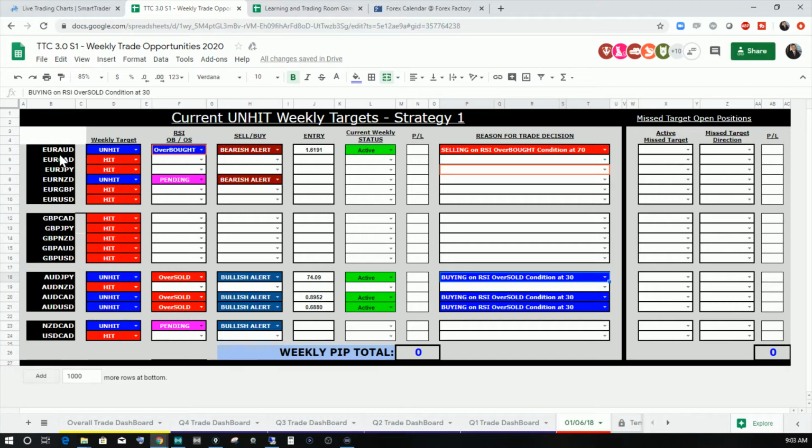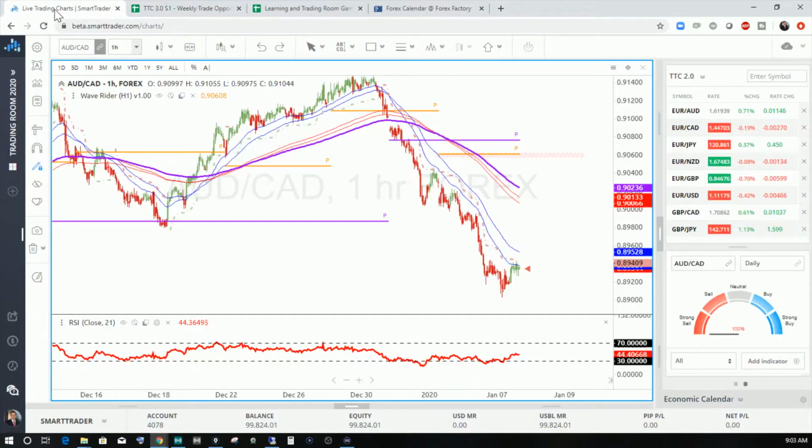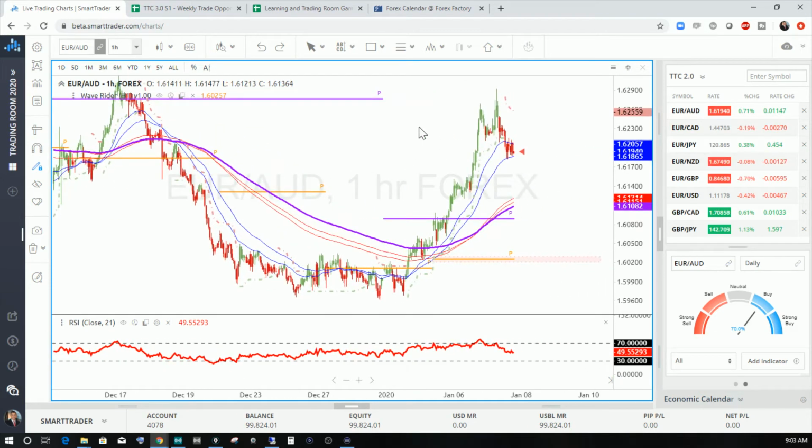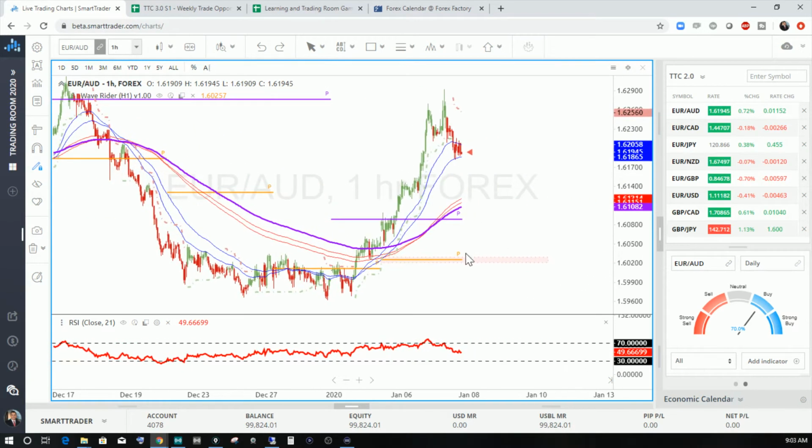Firstly, we're going to jump into the Euro Aussie. We've got multiple positions in on Euro Aussie, so let's take a look. We're short on Euro Aussie. We picked it up at the top right here. We can see that this is the target that we're chasing after right about here.